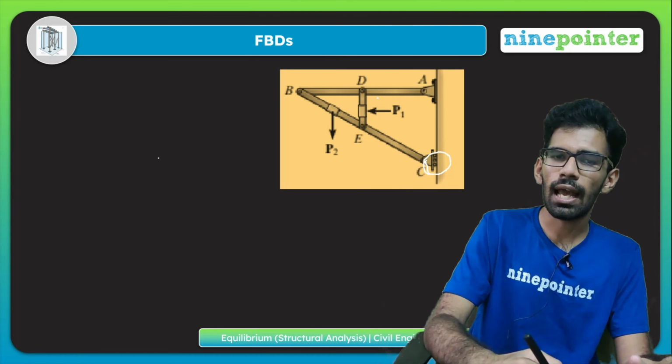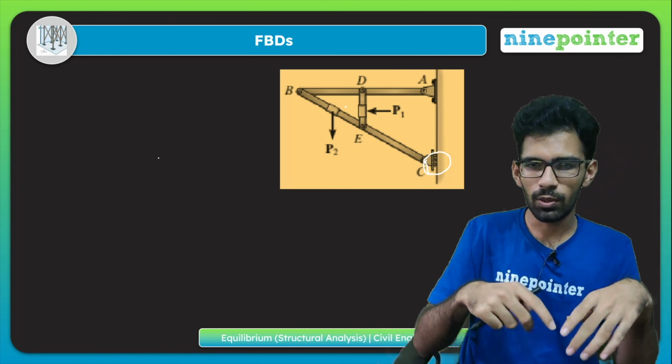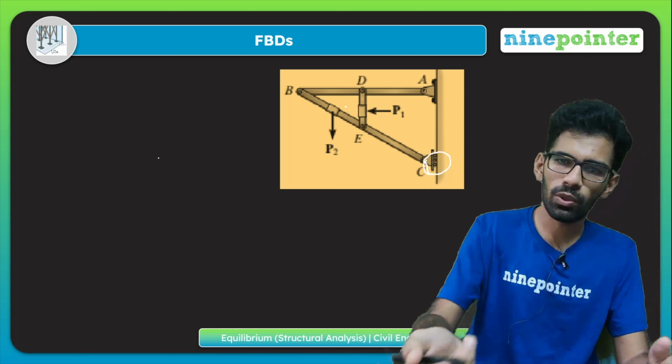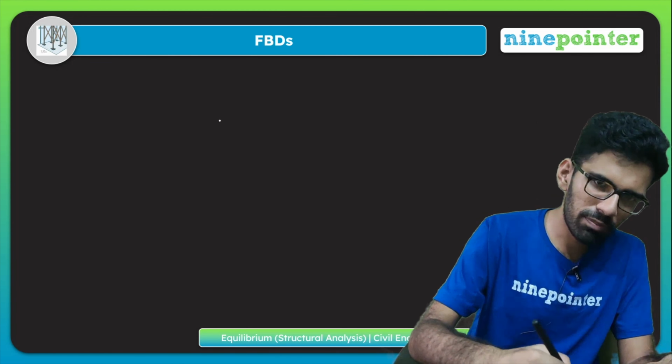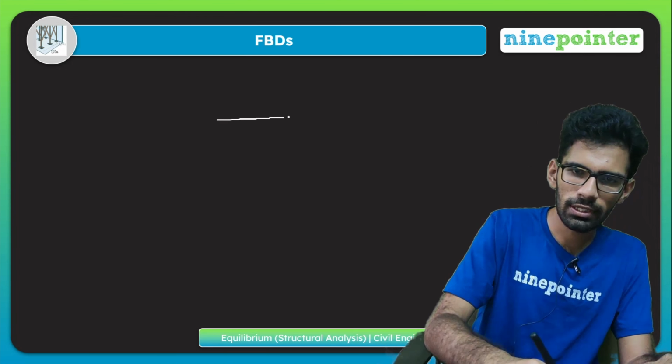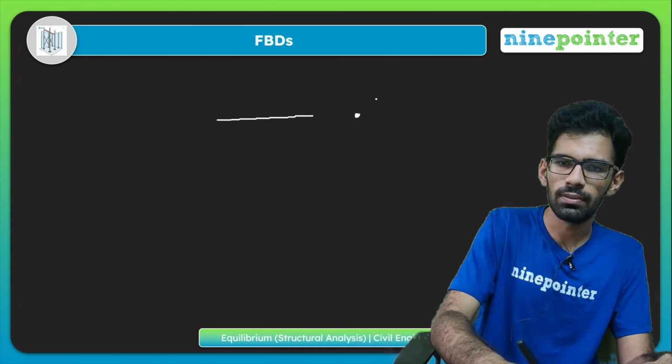Third law states that action and reaction pairs are equal in magnitude and opposite in direction. So let's try to draw this FBD. Let's first separate it into components.